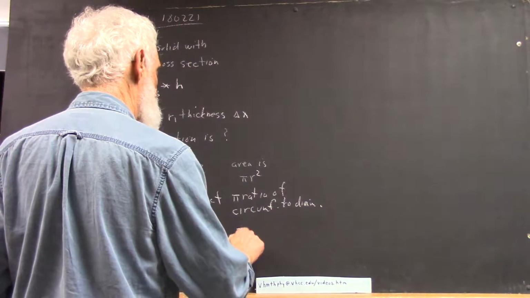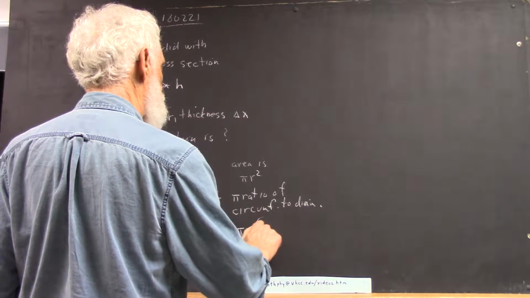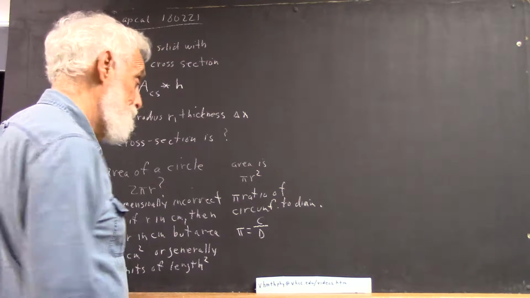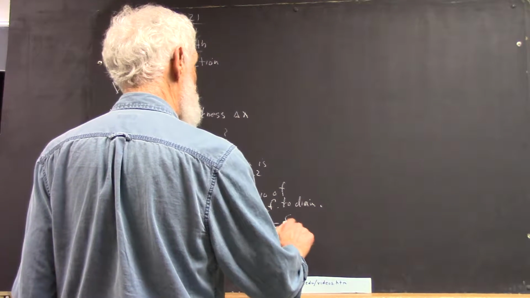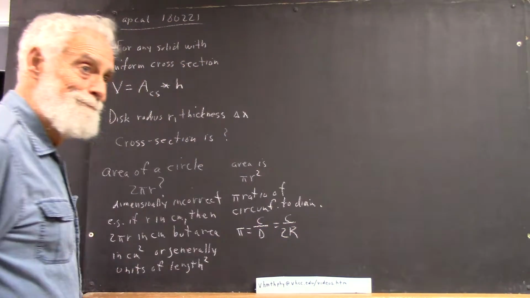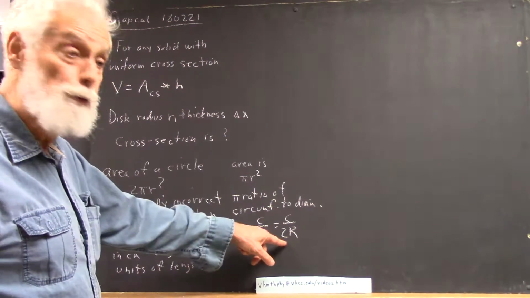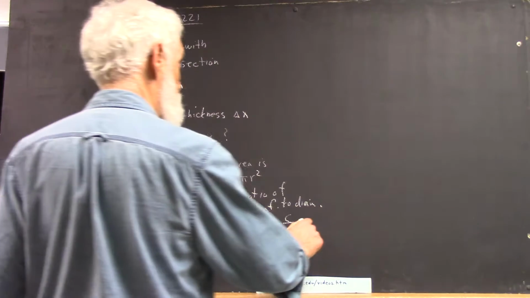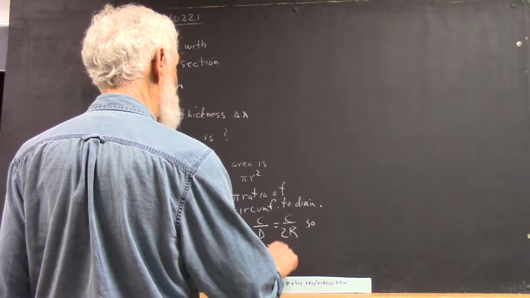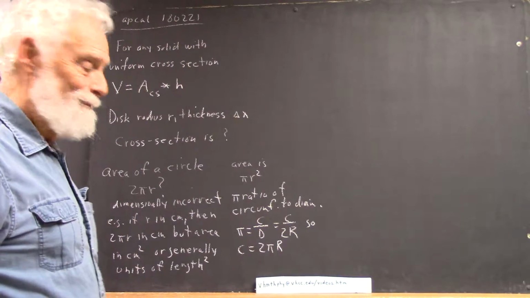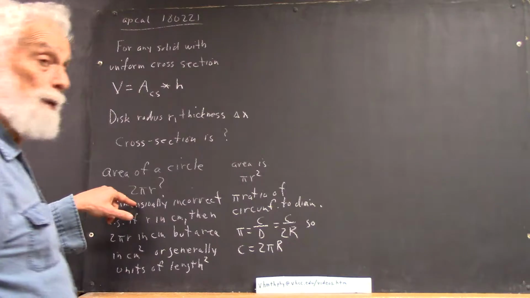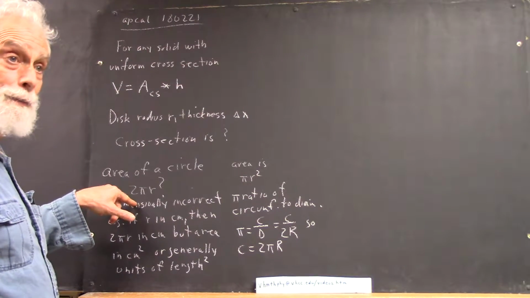So pi equals circumference over diameter, which is circumference over 2 times the radius, right? Because diameter is 2 times the radius. So the circumference is 2 pi times r. Yeah. Multiply by 2r, you get this. So what you gave me was the formula for circumference.